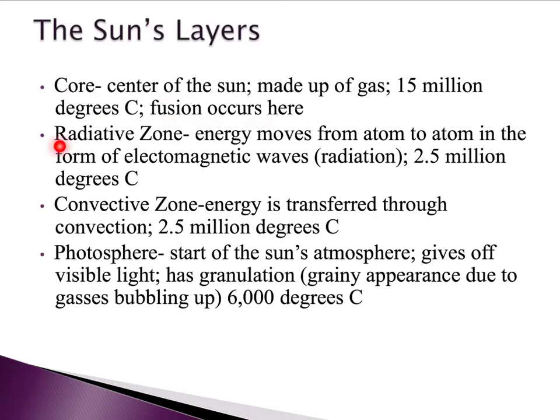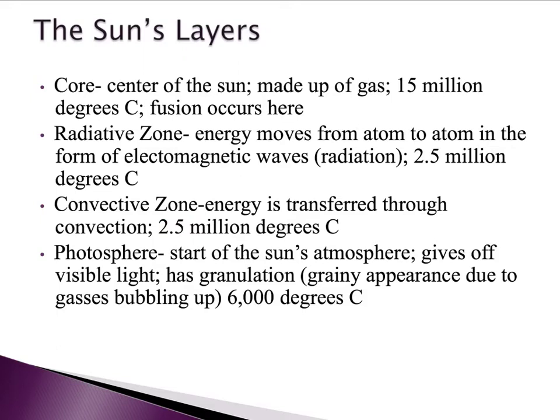The next layer out is the radiative zone. Here energy moves from atom to atom in the form of electromagnetic waves. This zone is 2.5 million degrees Celsius. This is where the radiation is coming from in the Sun. The next layer up is the convective zone. Here energy is transferred through convection, so we have these convection cells.